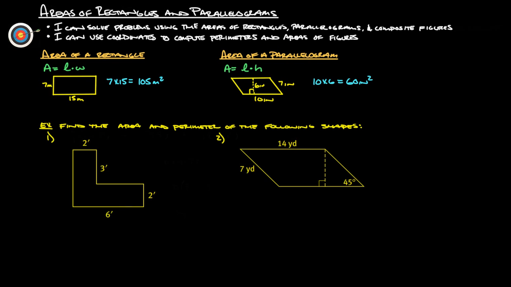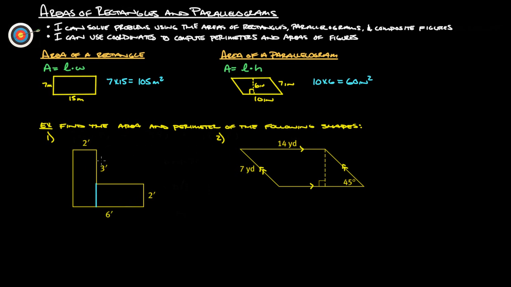All right. Find the area and perimeter of the following shapes. So now this one's a weird one because it's basically like a rectangle, but it's missing another rectangle. So you can do this a couple of different ways. You could find the area of this big rectangle here and then subtract the area of the small rectangle in the middle. Or I think an easier way is to just cut this thing into two smaller rectangles and find the area of each rectangle.